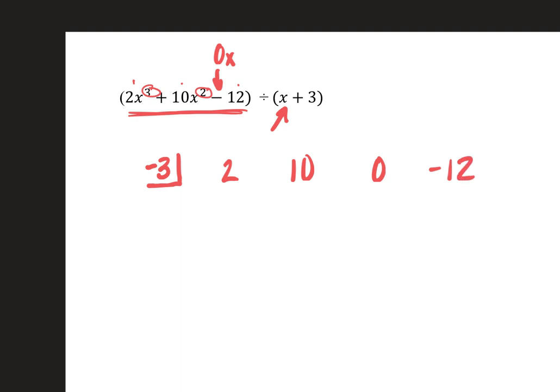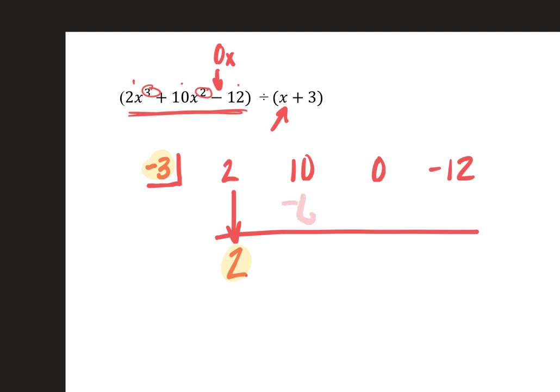And now we start dividing. Usually I draw my bar, and I drop my first term. You always drop your first term in synthetic division. Then we take that 2 that we just dropped down and multiply it by this -3. And most of the time, I'm just coming back to that -3 and multiplying. At the moment, 2 times -3 is -6.